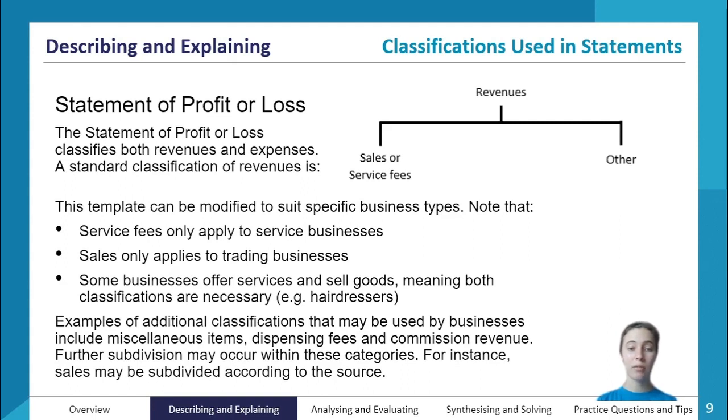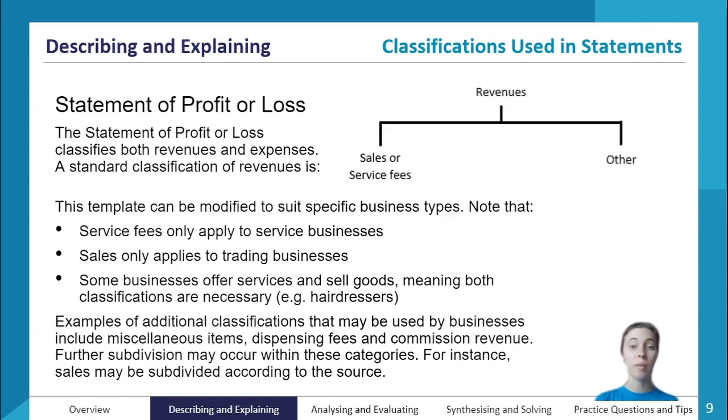This template can be modified to suit specific business types. So service fees is only going to apply to service businesses because they're generating that revenue from the services that they provide. And then sales will only apply to trading businesses. However, you do have overlap here when it comes to businesses that both offer services and sell goods. So both classifications would be necessary in that case.